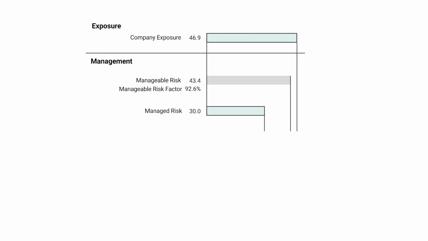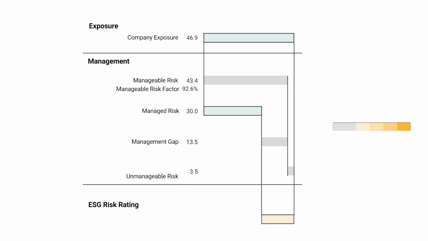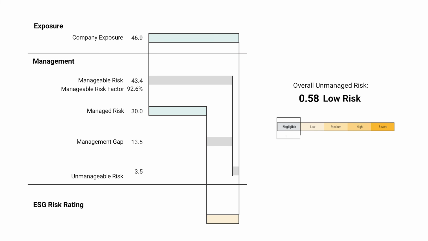Once we've identified manageable ESG risks, the next step is to consider how prepared the company is to manage those risks. Whatever is not managed is considered a management gap. This is the extent to which these risks are not adequately addressed. Ultimately, a company's ESG risk is determined by aggregating the unmanaged risks for each significant ESG issue it faces.